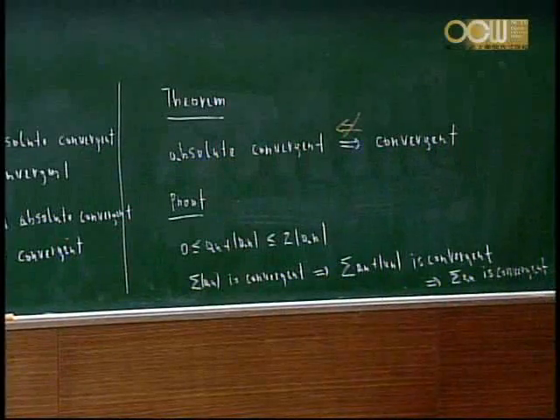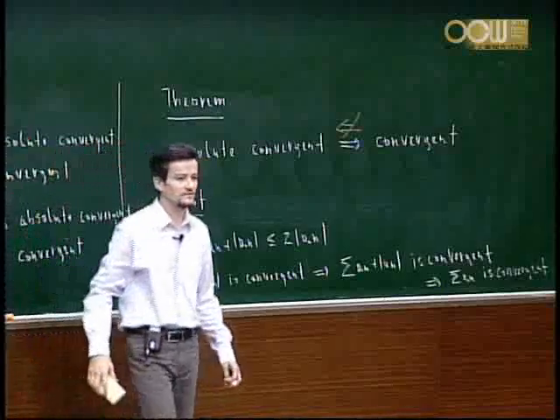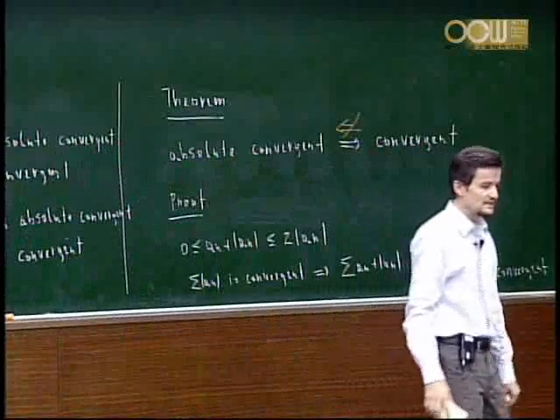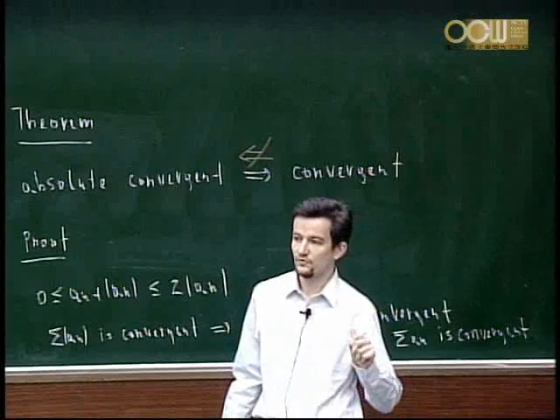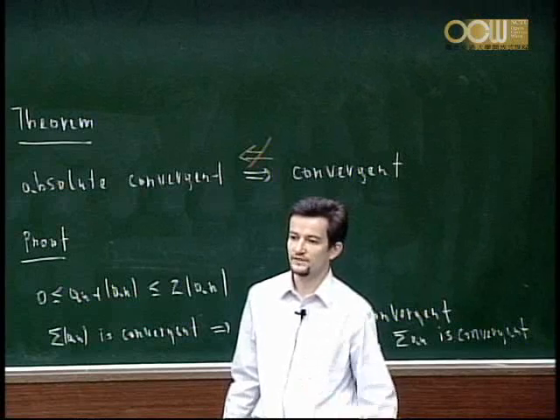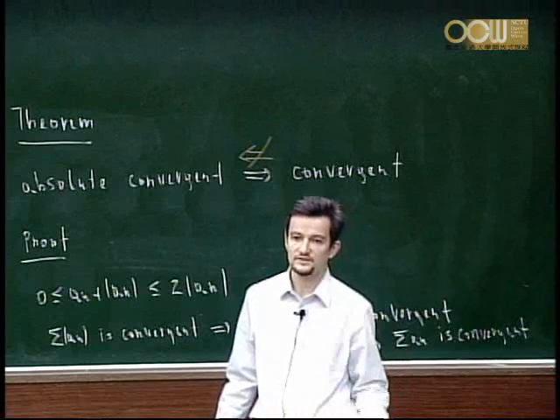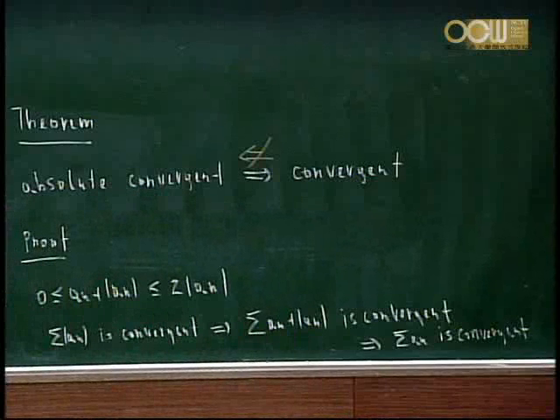So the normal strategy, if we have a series where the terms a_n are not necessarily all positive, is that we check for absolute convergence. If the series is absolute convergent, this will immediately imply that the series is convergent. Okay, so for instance, an example.